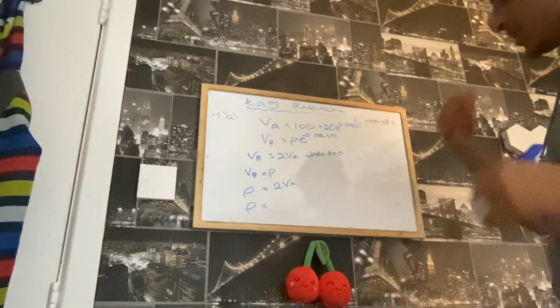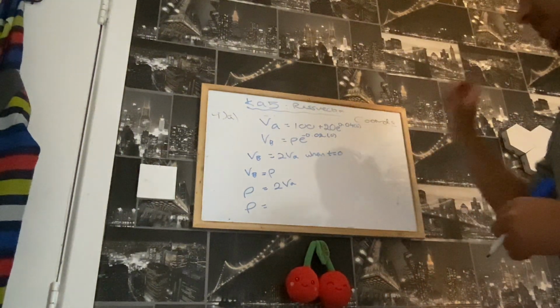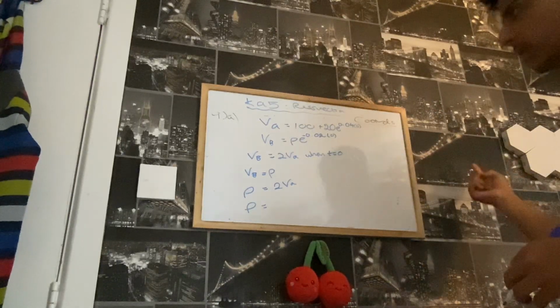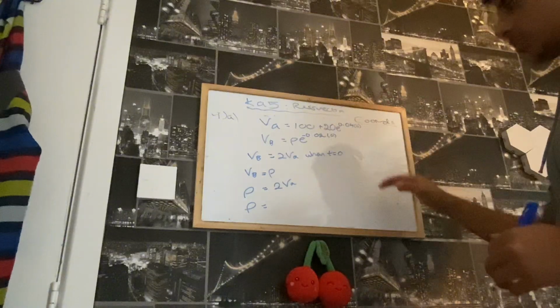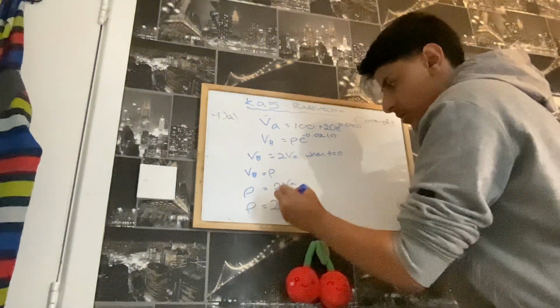P equals 2VA. So this is quite simple. Same kind of idea. 0.04 times 0 is 0. E to the power of 0 is 1. 20 times 1 is 20. 100 plus 20 is equal to 120. So this is equal to 2 times 120.